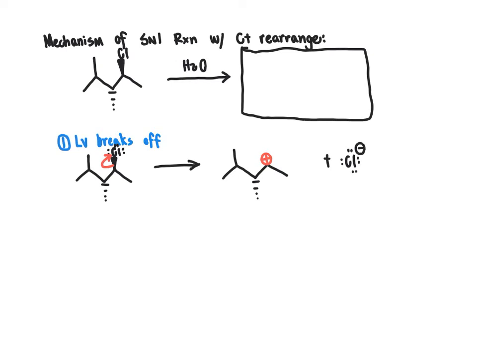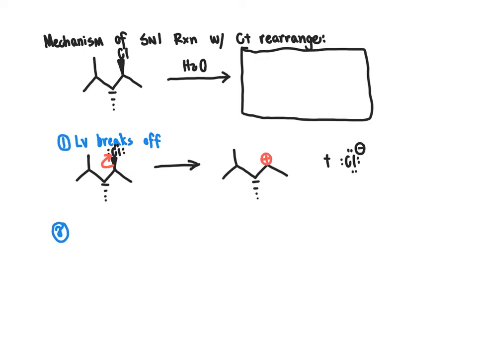So we've got all that in place. Now what's going to happen next is that at this point we have 2 options. One is that if we look back at the mechanism that we looked at in the last segment on SN1 reactions, at this point we would identify what the nucleophile is, and the nucleophile would attack our carbocation.